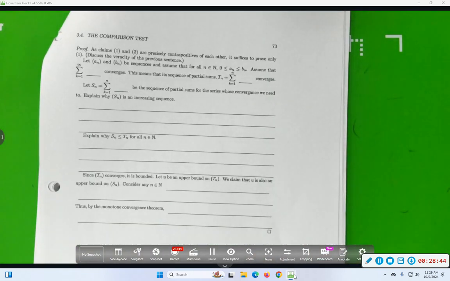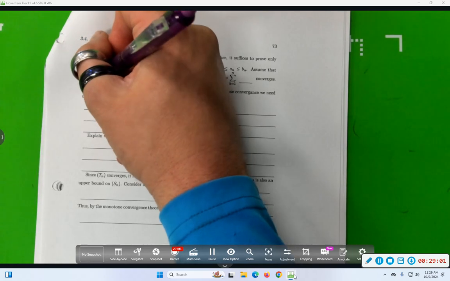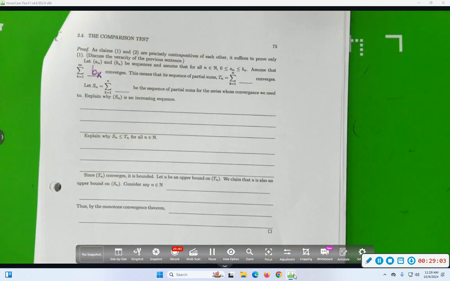All right, so let's prove this claim. Let's let AN and BN be sequences. Let's assume that for all n, 0 is less than or equal to AN, which is less than or equal to BN. Which one do I get to assume converges? Oh yeah, I was just going to write BN, which would have been wrong. That shows how easy it is to make that error.